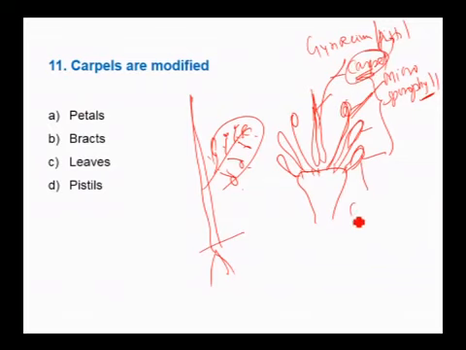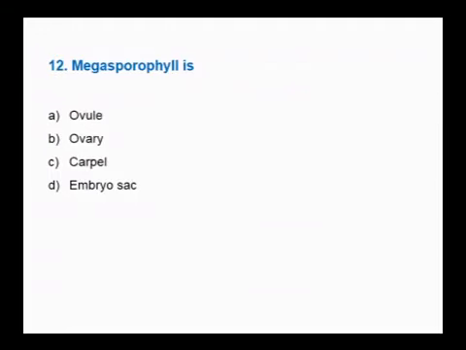See, the outermost whorl calyx, the units are sepals. Second whorl corolla, the units are petals. These two together can be called perianth. In a homochlamydeous flower, you cannot differentiate them, where the units of perianth are called tepals. Whereas carpel is meant for production of megaspore, therefore it is also called megasporophyll. Carpels are modified leaves. The answer is leaves. Next question. Megasporophyll is, I already explained in the previous slide.